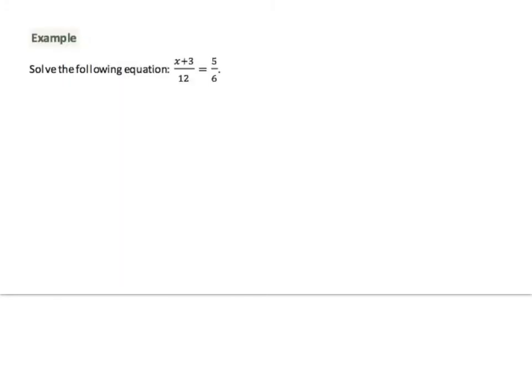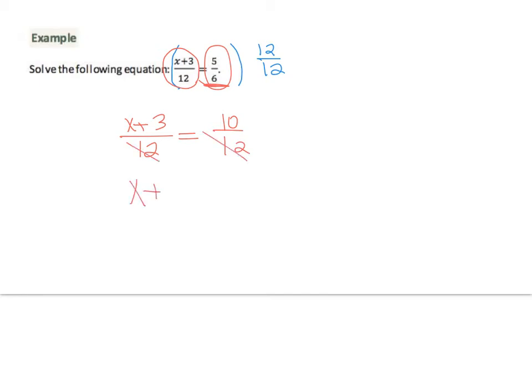Okay, so let's solve the following equation. What is our common denominator? I would say I'm going to multiply everything by 12 over 12. 12 would be my common denominator. So in this first term, I don't need any changes. I already have 12 as my denominator. And here, to get the denominator to be a 12, I multiply the top and the bottom by 2. Now I can divide out the denominators, and I have x plus 3 equals 10, x equals 7.